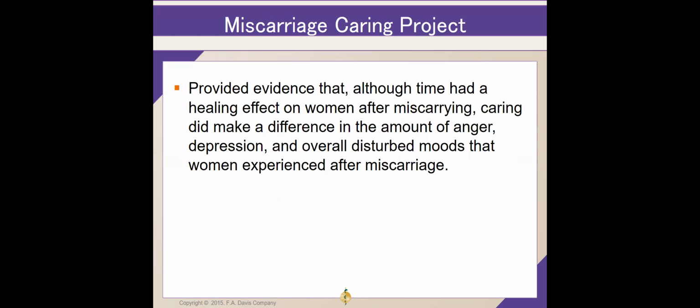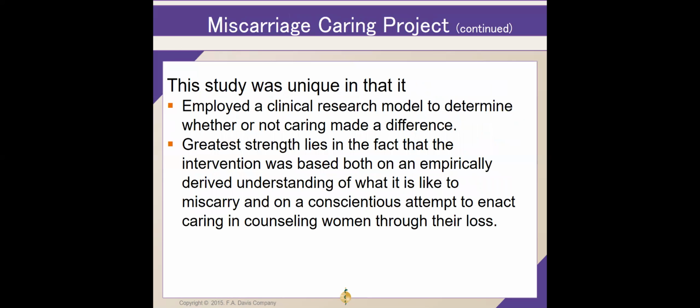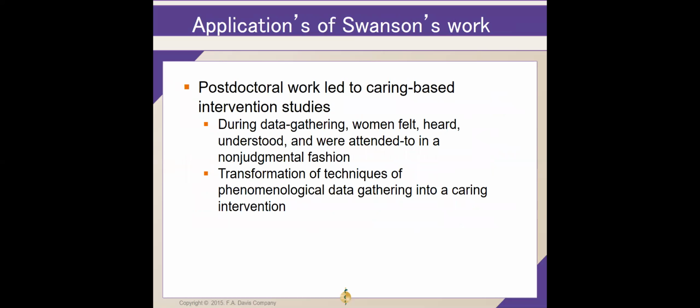So this Miscarriage Caring Project provided evidence that although time had a healing effect on women after miscarrying, caring did make a difference in the amount of anger, depression, and disturbed mood that women experience after a miscarriage. The study was unique because it employed a clinical research model, and its strengths were that it was an intervention based on an empirically derived understanding of what it is like to miscarry and on the conscientious attempt to enact caring and counsel women through their loss. So notice that these were empirical indicators of caring.